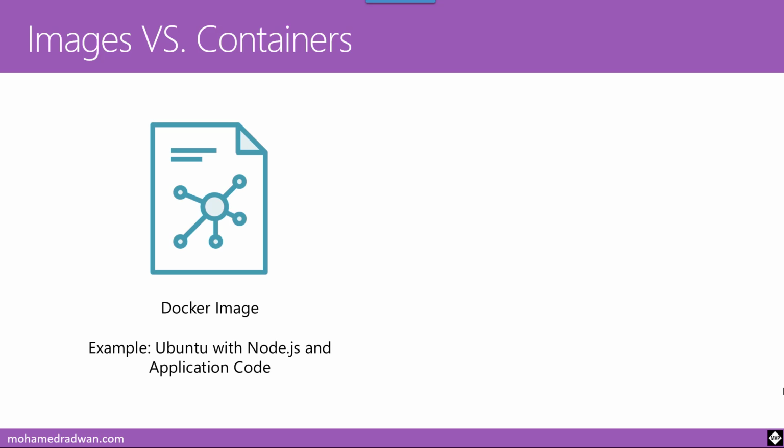So images versus containers. To understand the difference between images and containers, let's look at the image first. Just imagine this is an example of an image from Ubuntu with Node.js and the application code. You can think of the image as the same as a class. It is the blueprint of your container, which means that it is a static snapshot that has the operating system and also the runtime, which is Node.js, and also the application code.